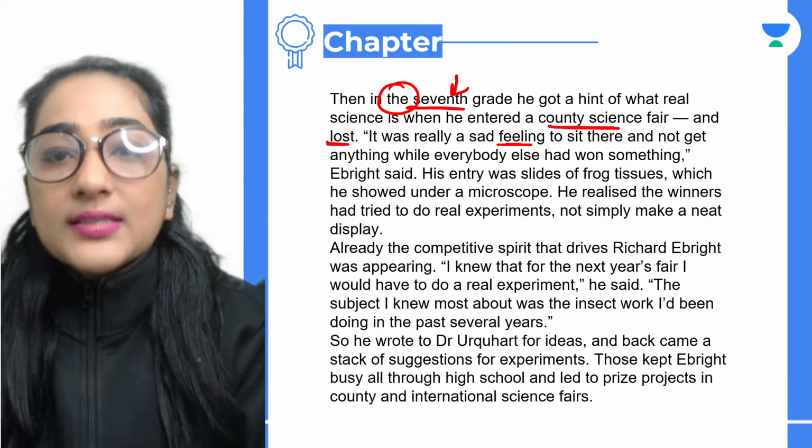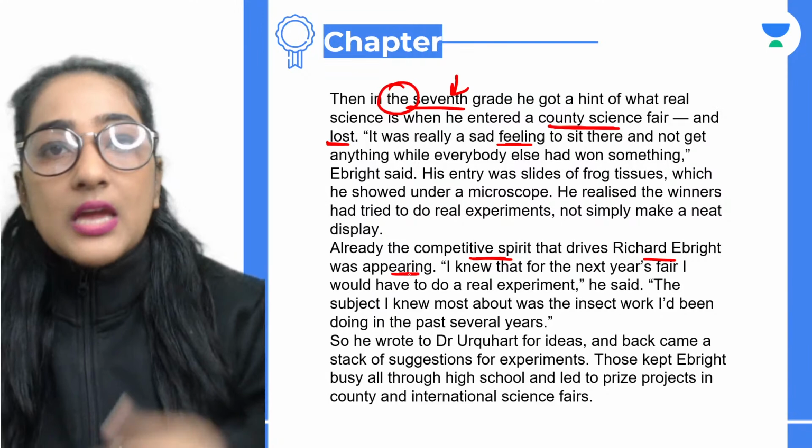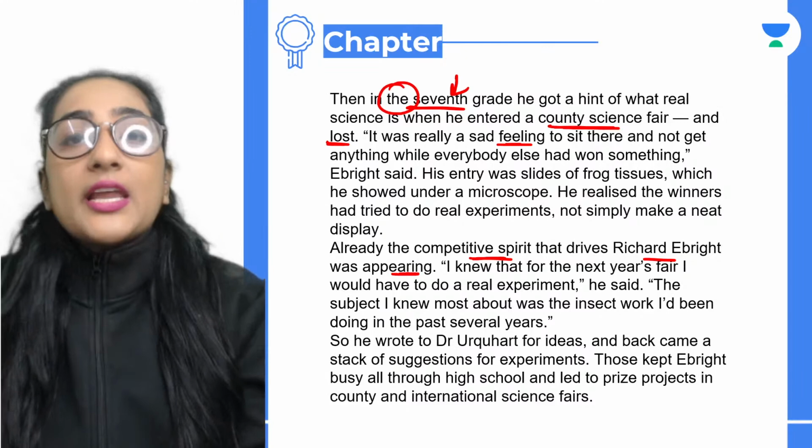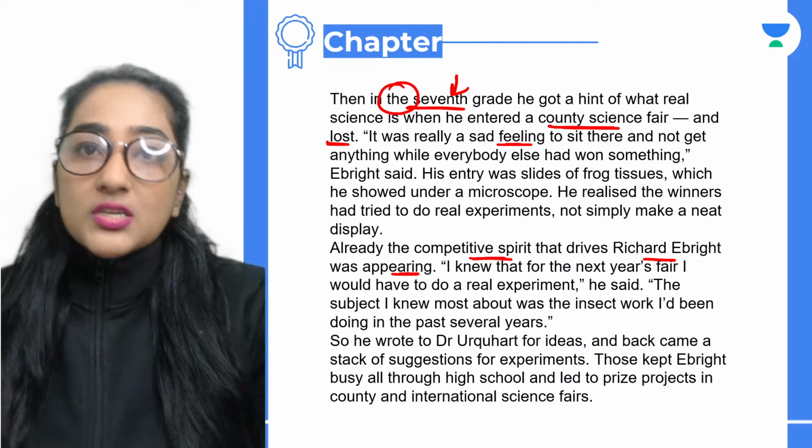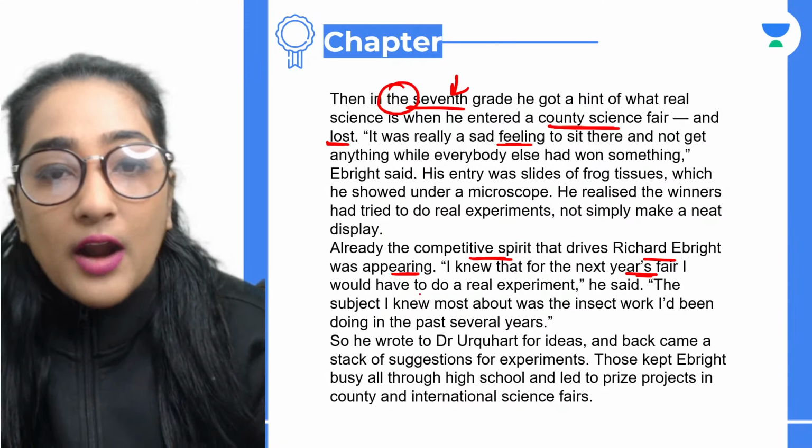So we see now he's like, already the competitive spirit that drives Richard Ebright was appearing. Now you know when you're really competitive in nature, when you want to achieve something, of course you feel like winning. Okay, because that gives you the real satisfaction. And now that competitive spirit was increasing more. He was feeling really sad that why didn't I win? Because I just displayed. I didn't really perform any experiment. So I knew that for the next year's fair, I would have to do a real experiment.